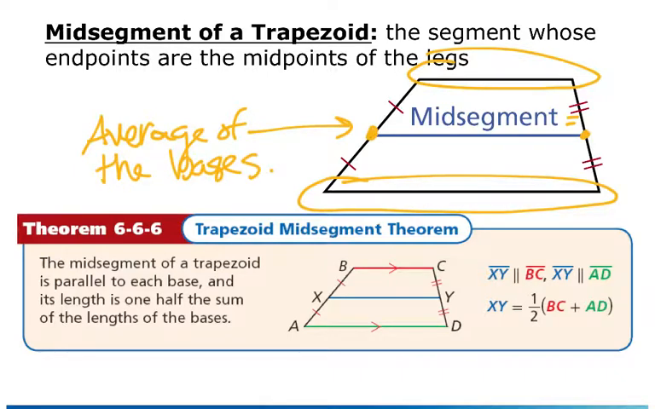So of course, what does that mean mathematically? The mid-segment of a trapezoid is parallel to each base, and so because it's parallel to each base, its length is a half of the sum. And so again, it just means the average. Add them up and divide by 2. It's also nice to know that this is parallel to these ones up here, just to help ourselves out there.